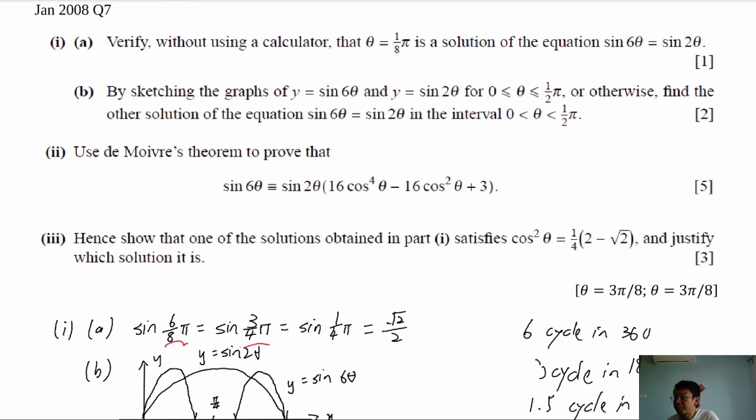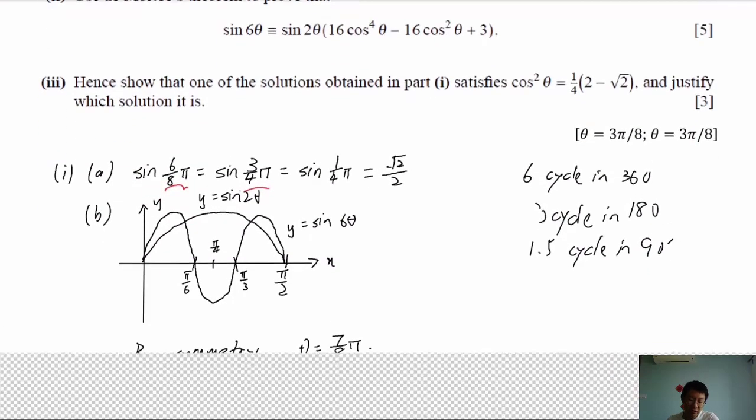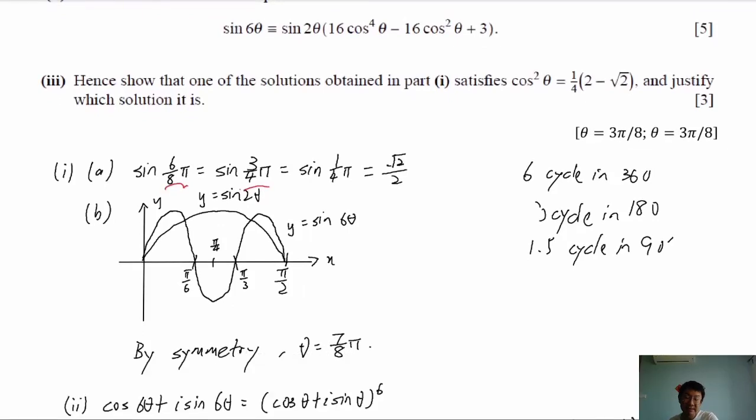Okay, and next one, by sketching the graph of y equals sine 6 theta and y equals sine 2 theta between 0 and half pi, find the solutions of the equation sine 6 theta equals sine 2 theta in this interval. So before this, we have already verified one of the solutions is 1/8 pi. We need to find out what is another solution from that. So basically we sketch the graph for sine 2 theta and sine 6 theta. Of course for this one we know how to sketch the graph.